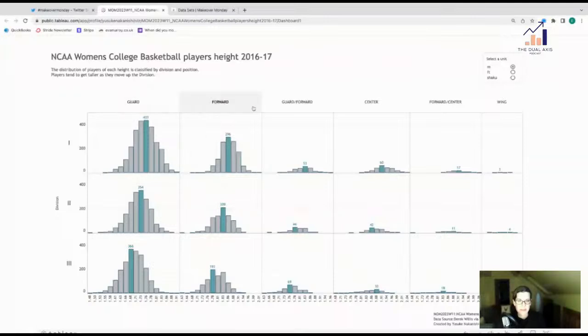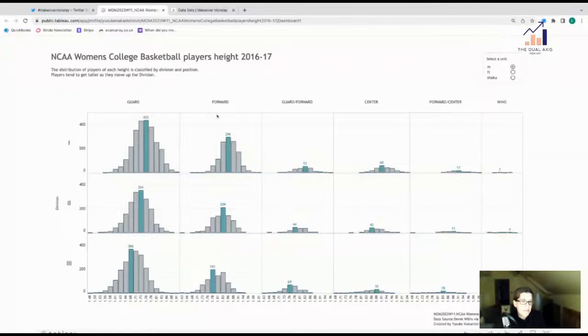So we've got guards, forward, guard/forward, center, forward, center, and wing. Now, I don't know much about basketball. I should know more, but I just don't. It's not a sport I follow, and I don't know the different positions. But my assumption is that a guard's job is to defend, right? So they should be taller to prevent the other team from scoring. So I'm assuming they would be taller, but also we have more of them.